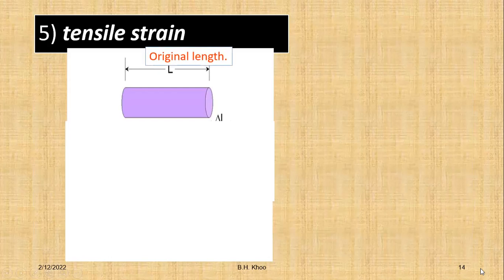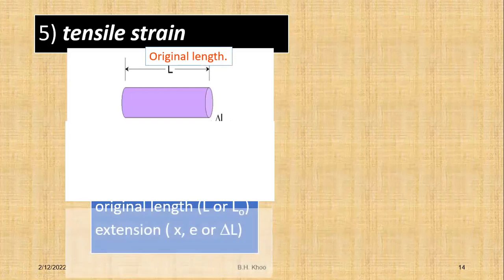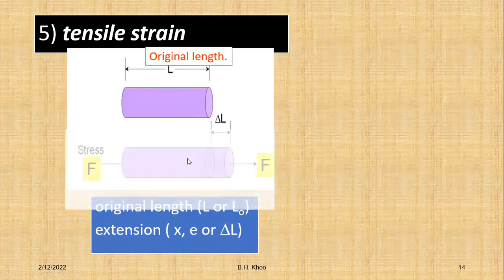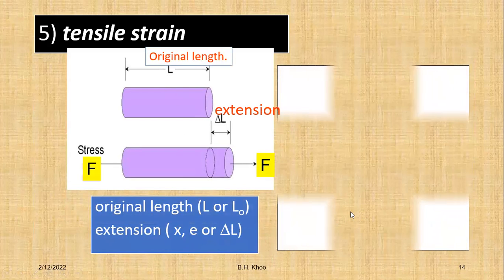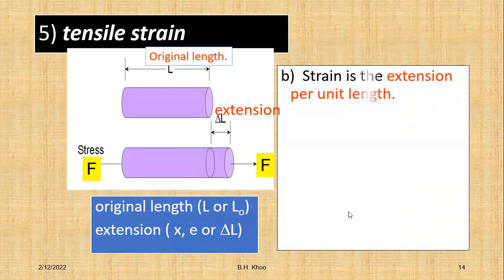And we define another term, tensile strain. We can call this length L naught for the original length without any force, or L. And then we can call the extension, that extension, a small x, or E for extension, or delta L, depending on the book you use. So we define strain as extension per unit length.